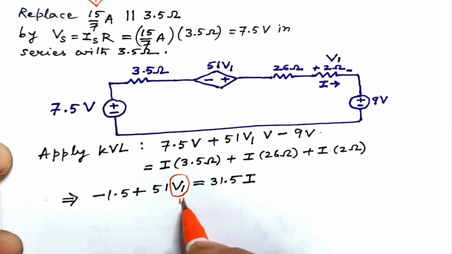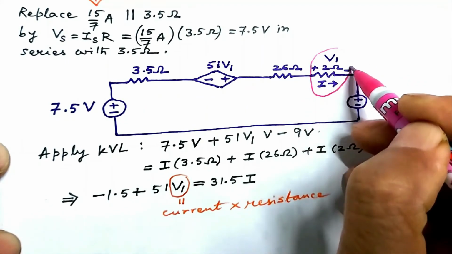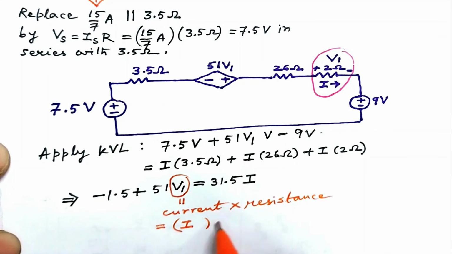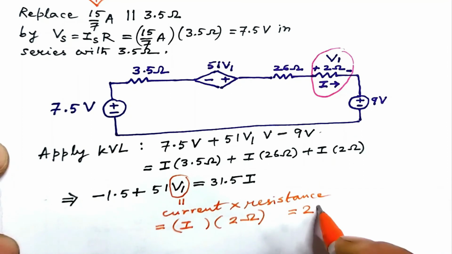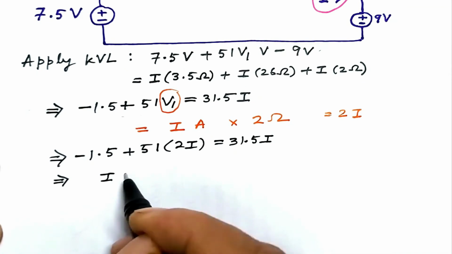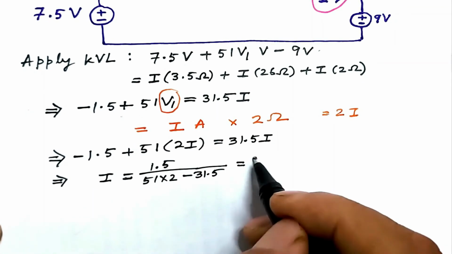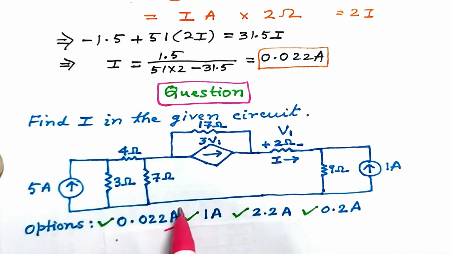Now what is V1? Look at the 2 ohm resistor in the circuit, the drop across which is V1 volt, and the voltage is, by Ohm's law, current into resistance. Look at this part. What is the current? It is I. And what is the resistance? Obviously 2 ohm. It gives thus V1 equal to 2I. This leads to I equal to 0.022 ampere. So this is the correct option.